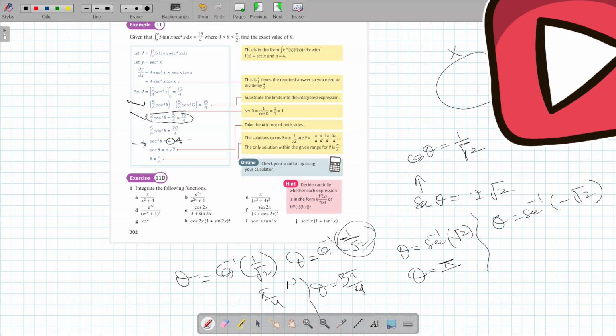So the correct answer is pi by 4. There is only one theta which satisfies this condition. That theta should be between 0 and pi by 2. This was the condition given to us. So I think everything is clear.